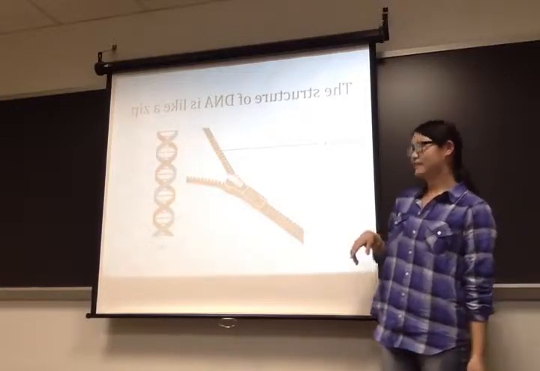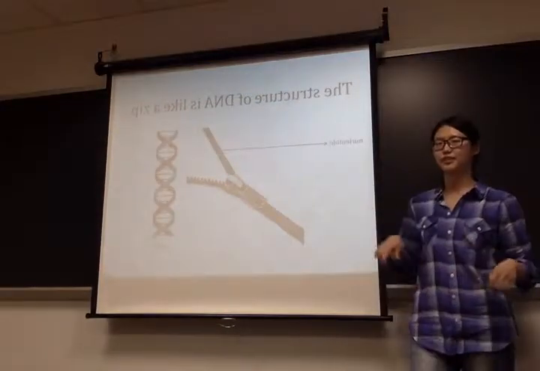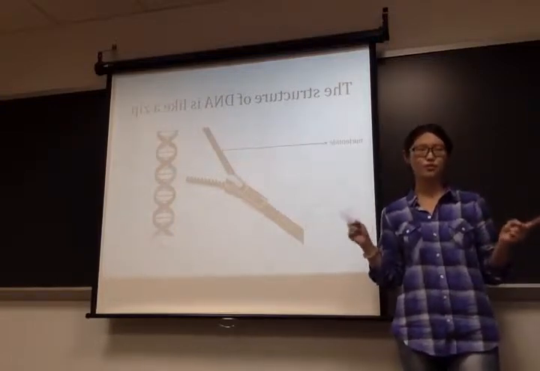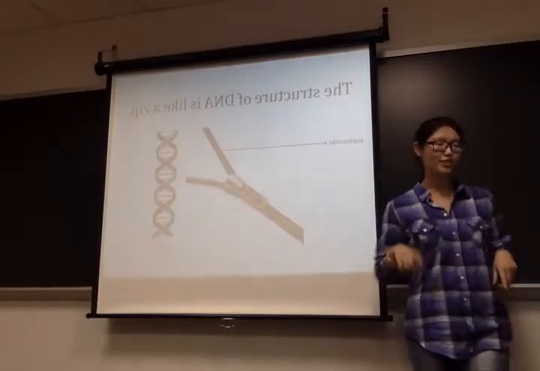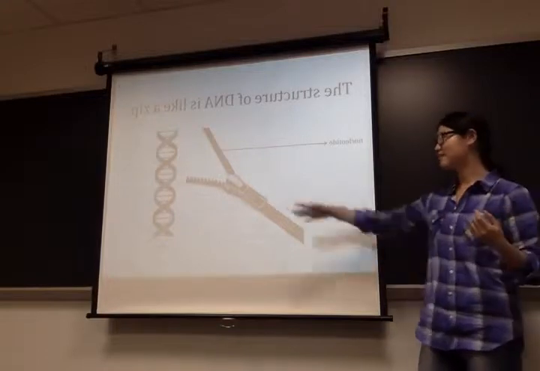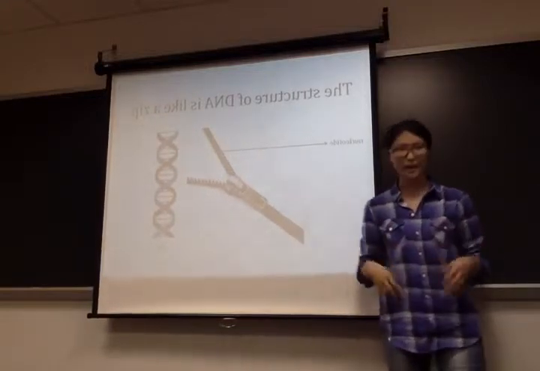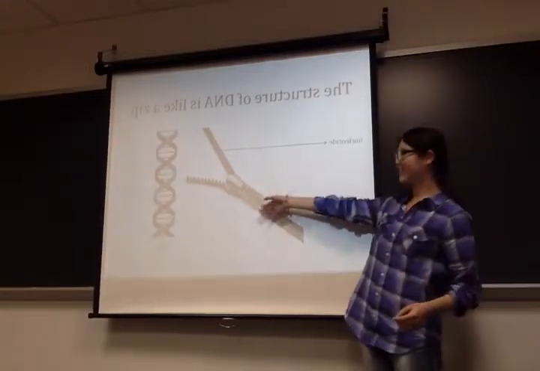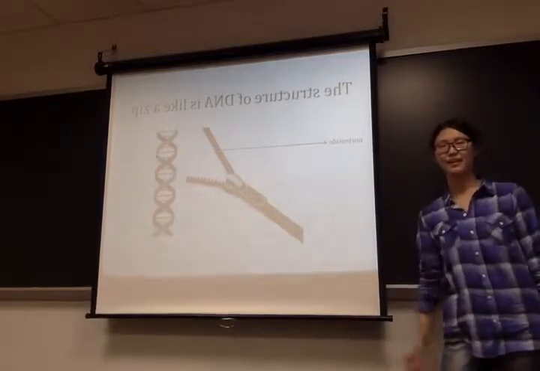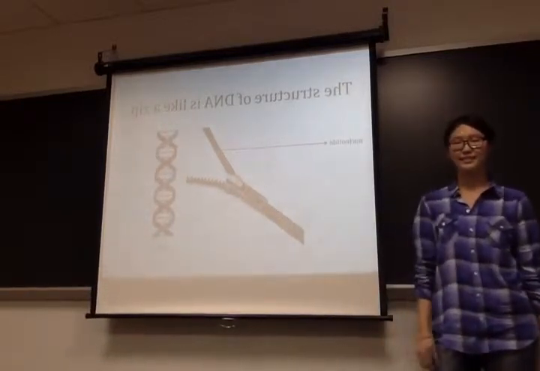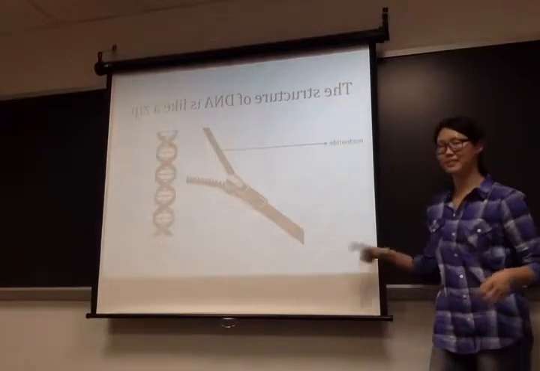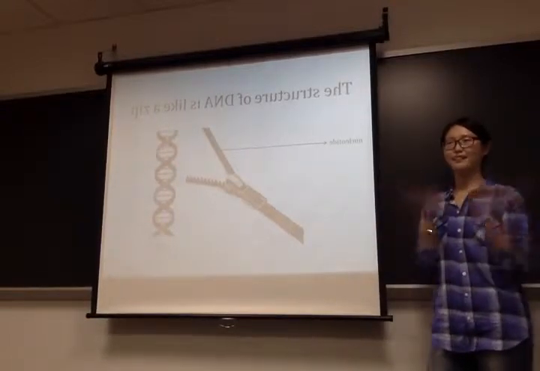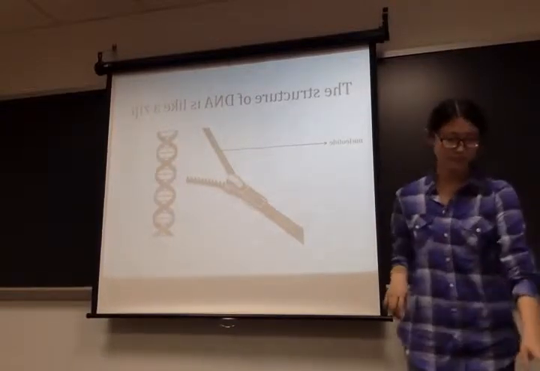DNA, we can see in this picture, has two strings, and the two strings are curled together. Just think about a zip in your coat. Oh, sorry, I don't have a zip. Here is a zip, and we can think of the structure of DNA as a zip.